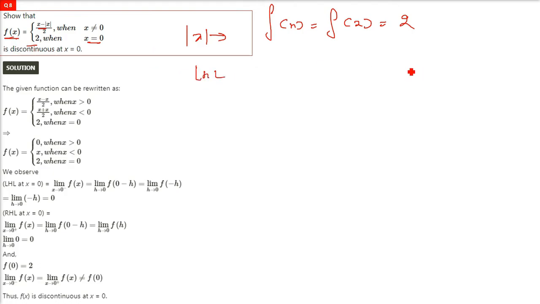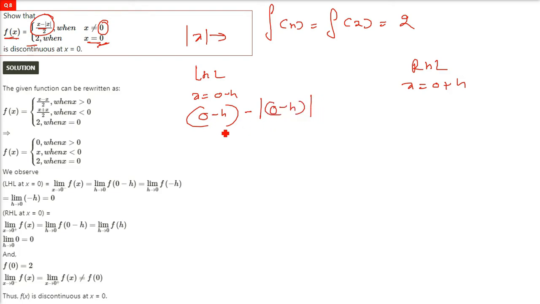So we are going to see the left hand limit and right hand limit. What is the left hand limit? x is not equal to 0. We'll use x equals 0 minus h and x equals 0 plus h. h is not equal to 0, but it is so small, that is why we are placing it as a limit, limit h tends to 0. So we'll use this first one, x minus the modulus of x divided by 2: 0 minus h minus modulus of 0 minus h, divided by 2.